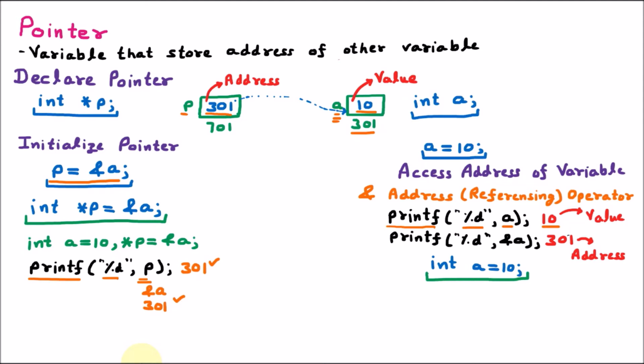Now afterward, if I am writing simply printf %d, that is for the integer value, comma, address of P.